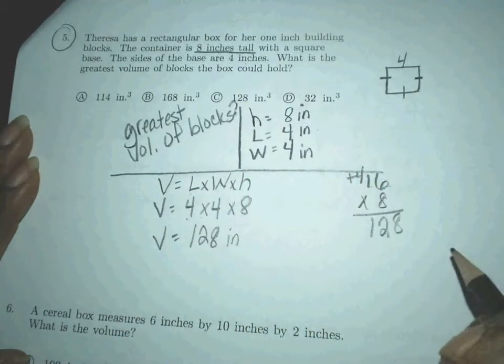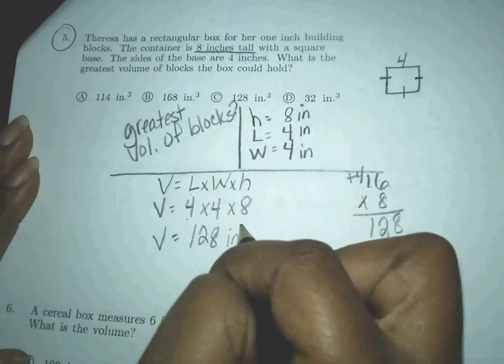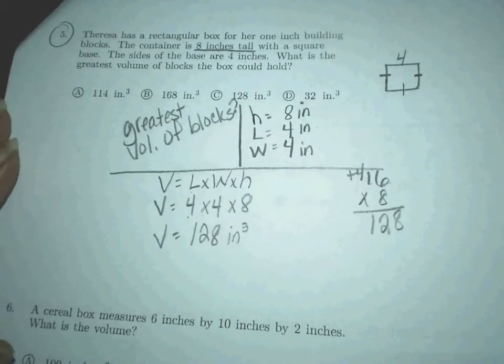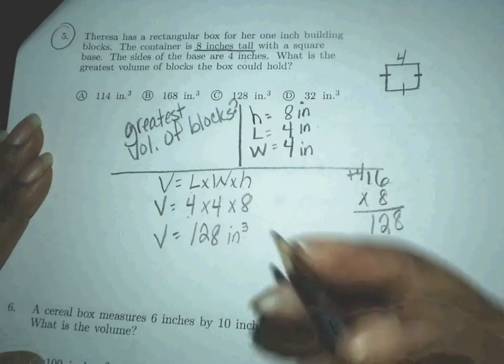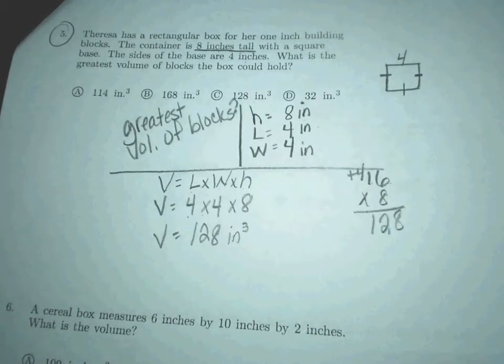What was my details? Inches. And then I multiplied 3 numbers, so it is cubic. Everyone say cubic. Cubic. So I have 128 cubic inches. Okay, say it. Cubic. All right.